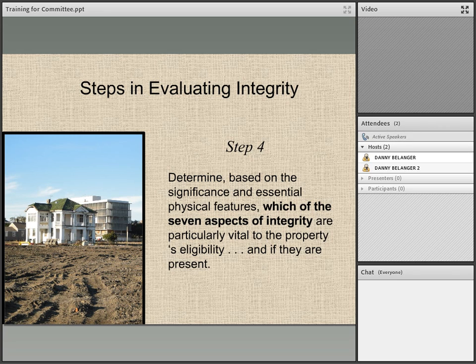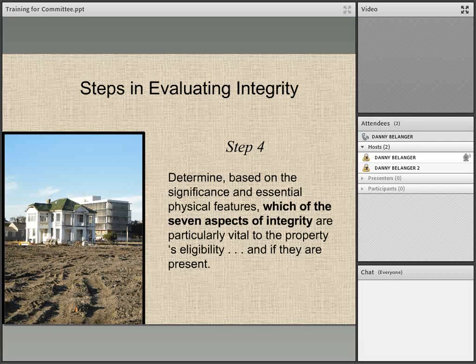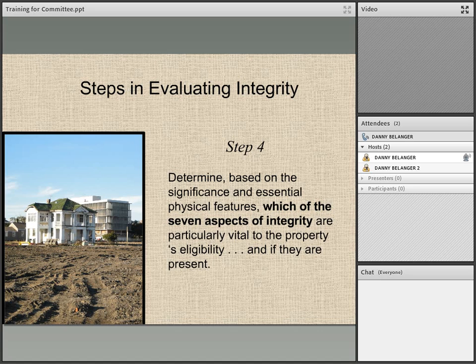were eligible under architecture. Conversely, if it were associated with a famous person, what features are important? What features would have been on the house while that person lived there? Are they present? Would he come back and still recognize this as his house?